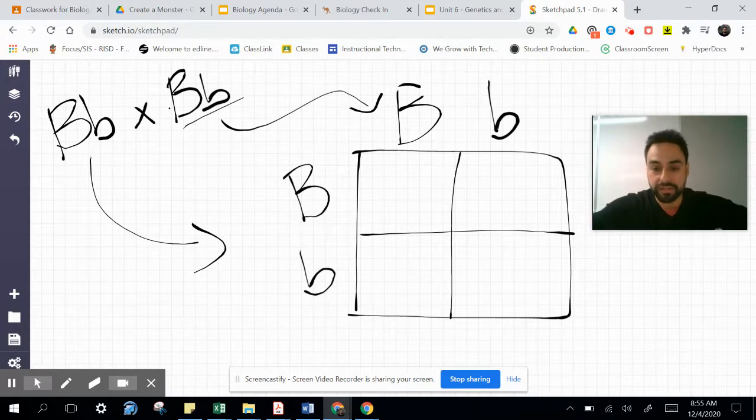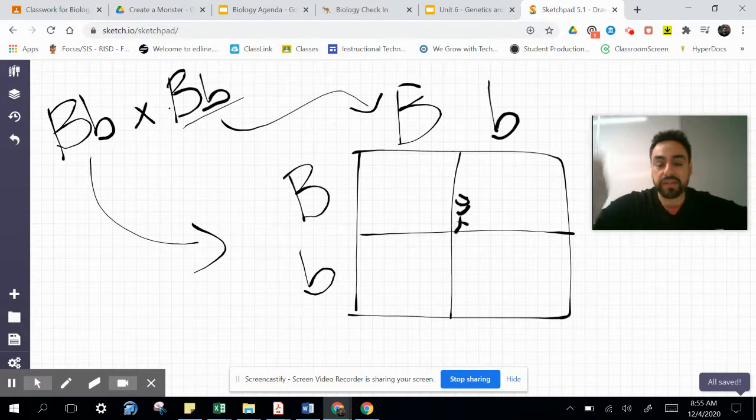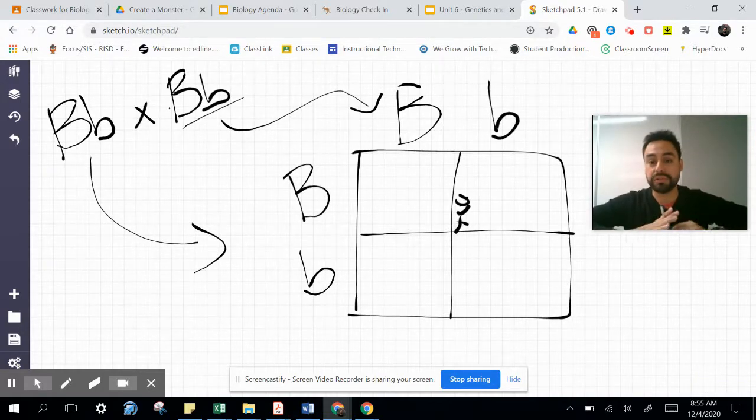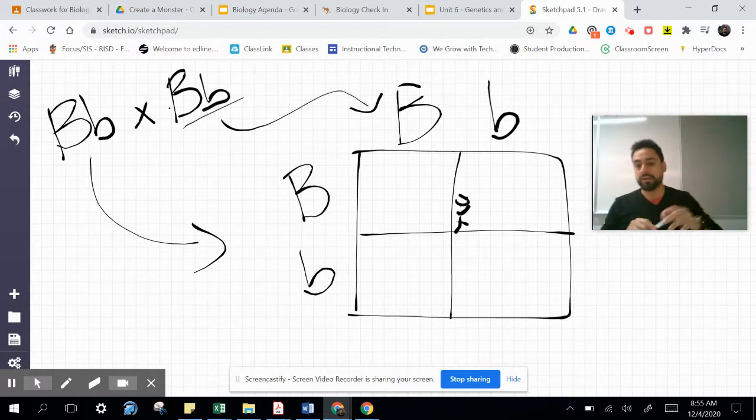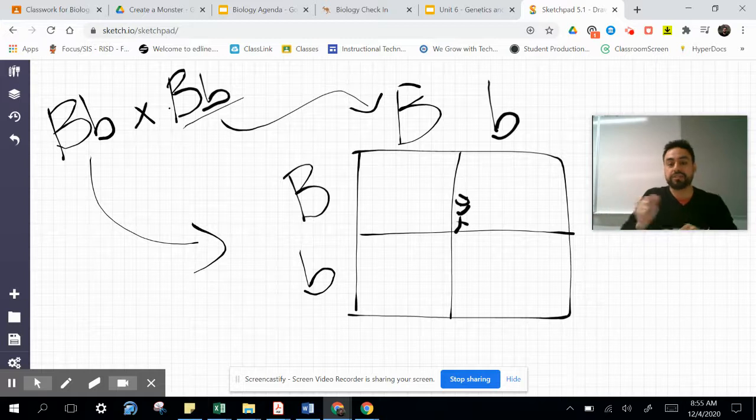So if I have like a little person, let me see if I can draw a little person. I got a little person in here. This is the future offspring. The offspring needs 2 alleles, all right? It's going to grab one from the top, and it's going to grab one other side. It's going to grab one from that other side.